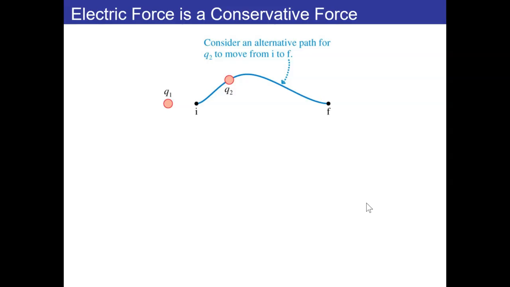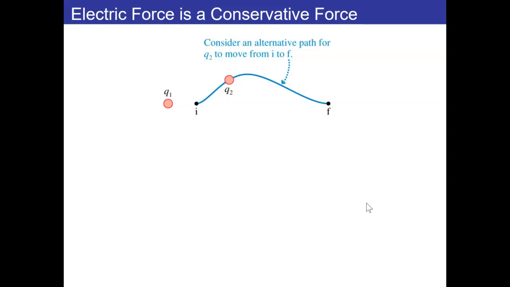Not every force is like that. So for example, friction, right? With friction, the path matters. If I take a shorter path, I'll have less friction than if I take a longer path, where I'll have more friction. The path matters. So the assertion here is that the electric force is in fact more like gravity. It's a conservative force: going from some initial point to some final point, the energy change is going to be independent of the path.